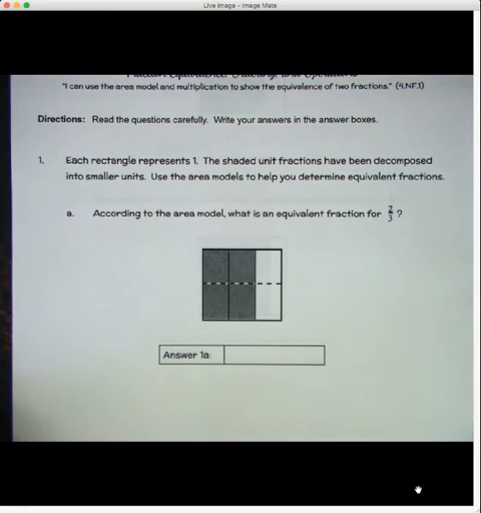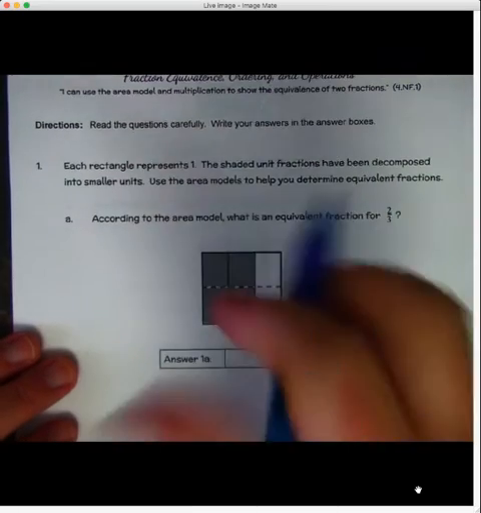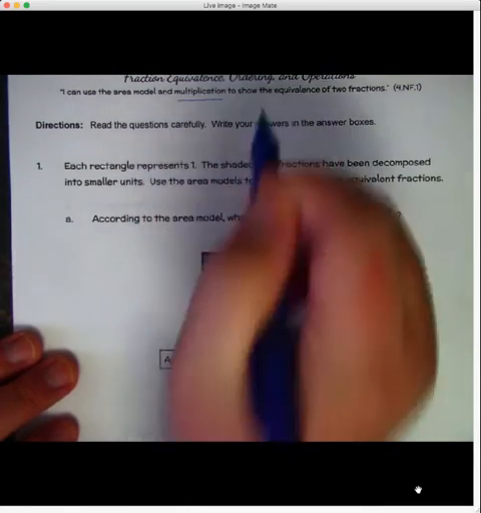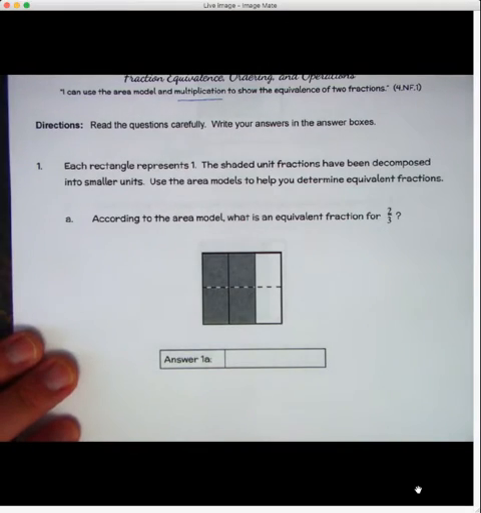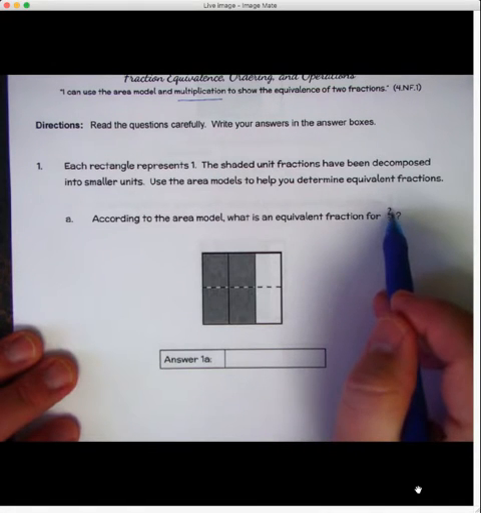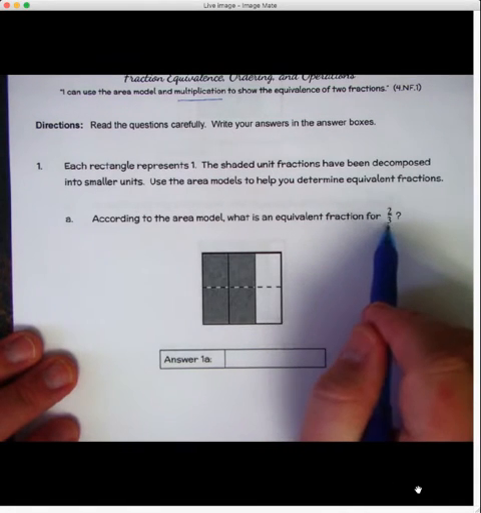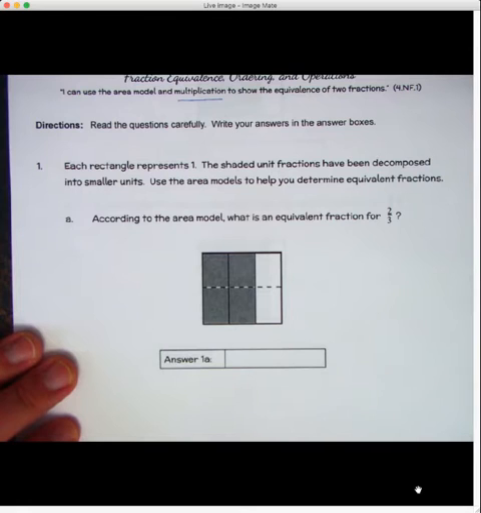So we're using the area model, that's just showing a picture, and multiplication to show the equivalence of two fractions. So we're adding this multiplication part today. I kind of showed it at the end of the lesson yesterday. If you multiply the top number by 2, then you multiply the bottom number by 2, you'll get an equivalent fraction. But we've got some pictures drawn, so we've got to find the answers.